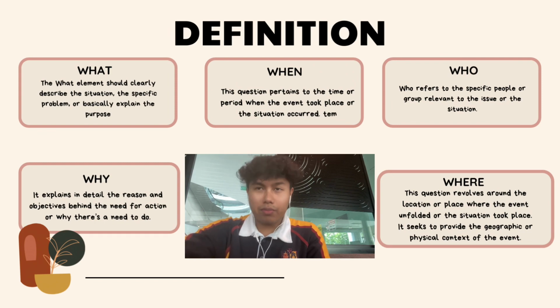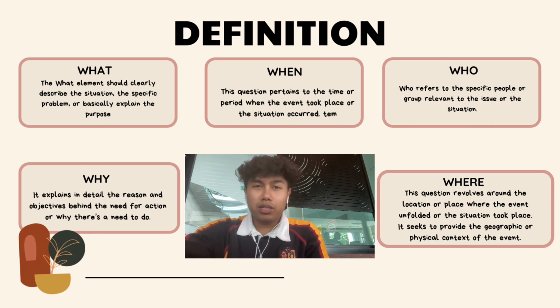So for 5W and 1H, there are 6 components, which are why, what, when, where, and who, and the 1H is how. So what? The what element should clearly describe the situation, the specific problem, or basically explain the purpose of the problem. For example, what is the problem?